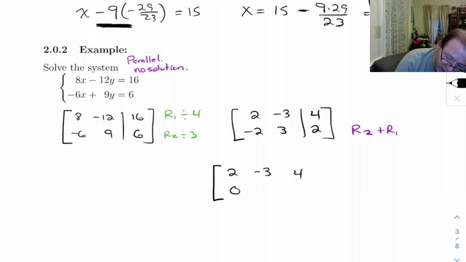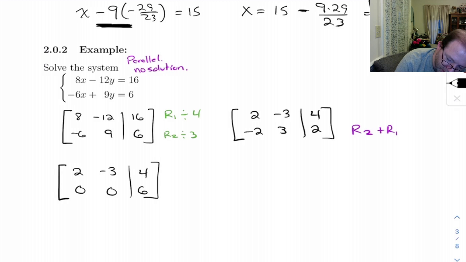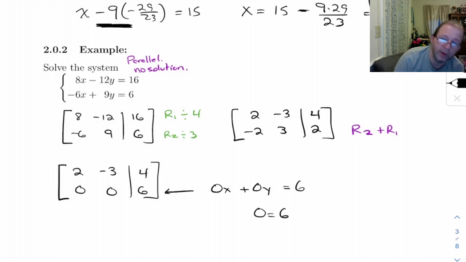So I get 0 here, 0 here, and 6 here. Now think about what this bottom row says. If we rewrite it as an equation, it says 0x plus 0y equals 6, or more compactly, just 0 equals 6. Obviously that's false. So whenever you get something that says 0 equals some number that's not 0, that immediately tells you no solution.